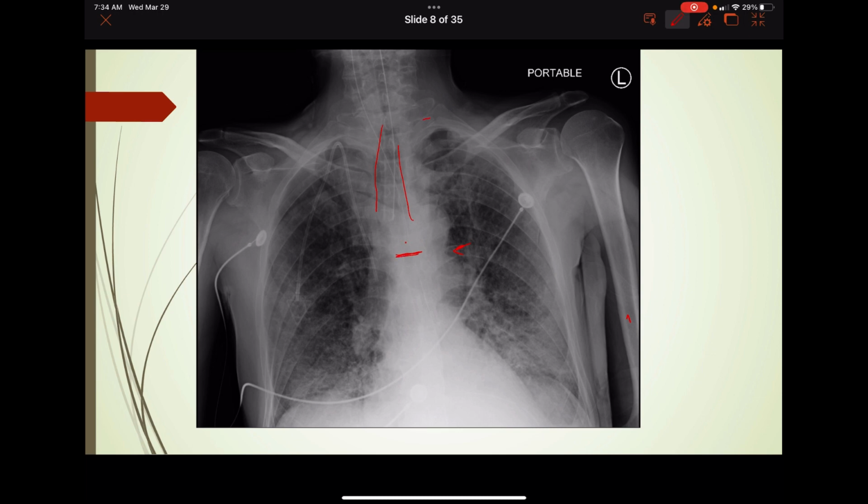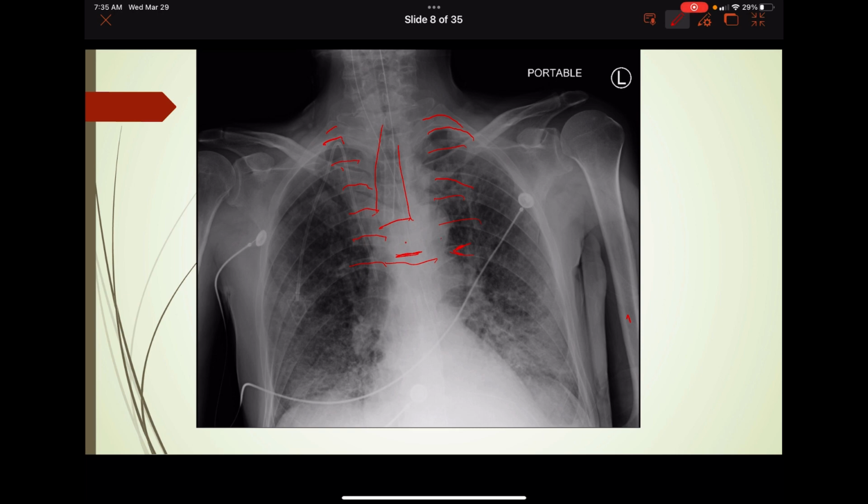You can see the first rib here. Here's second rib, third. Looks like fourth, fifth, sixth, seventh. Let's see here. 1, 2, 3, 4, 5, 6, 7. So the carina is going to be somewhere between here.